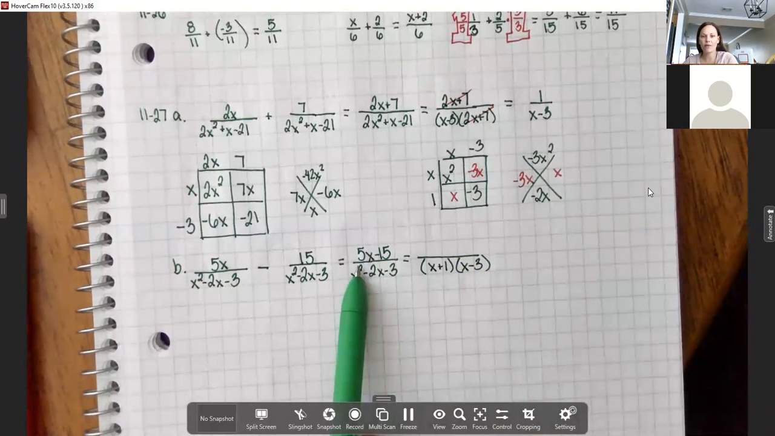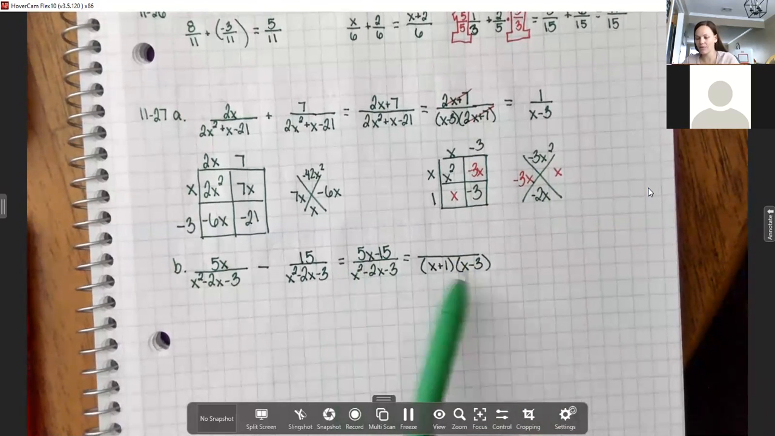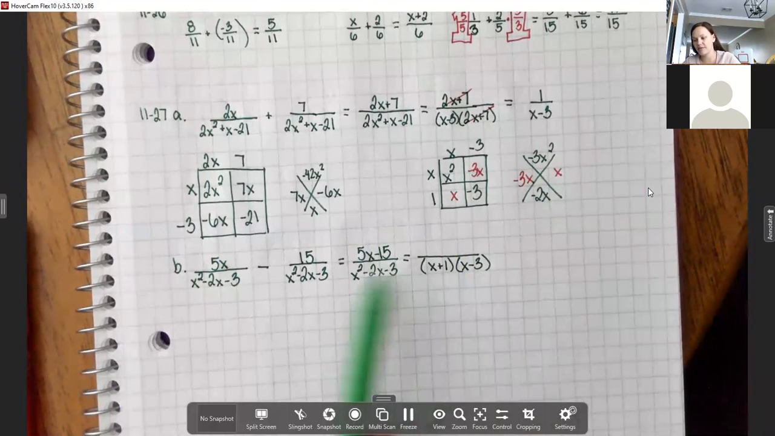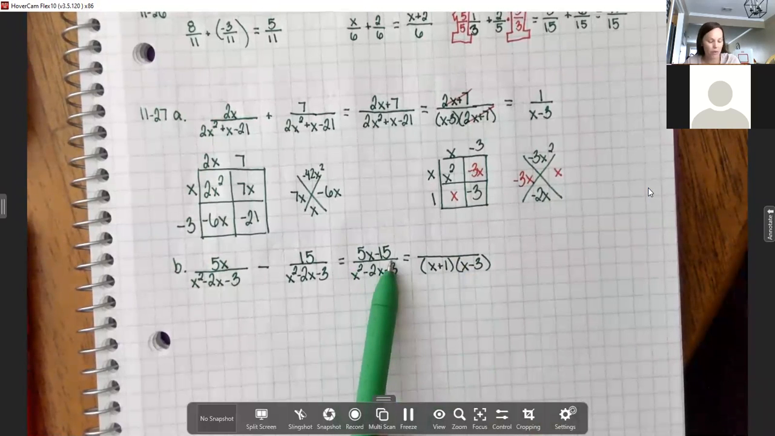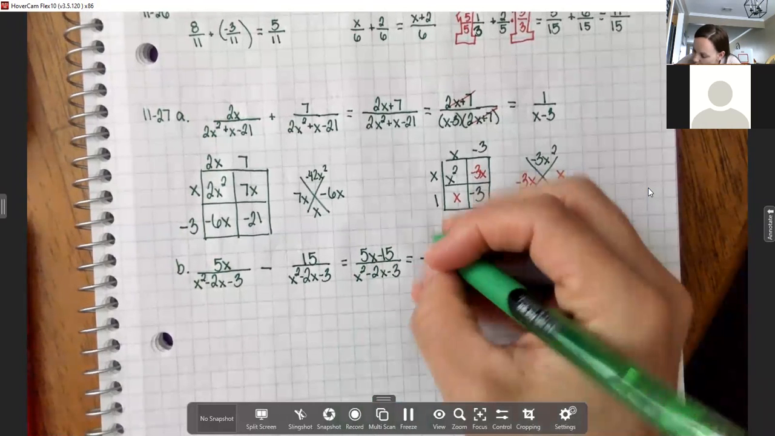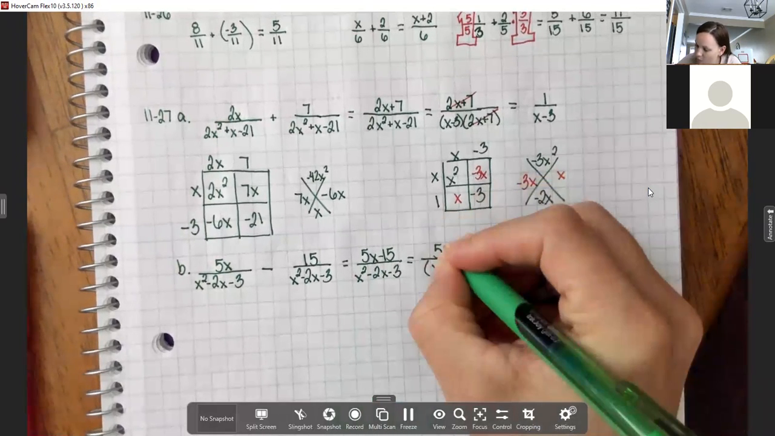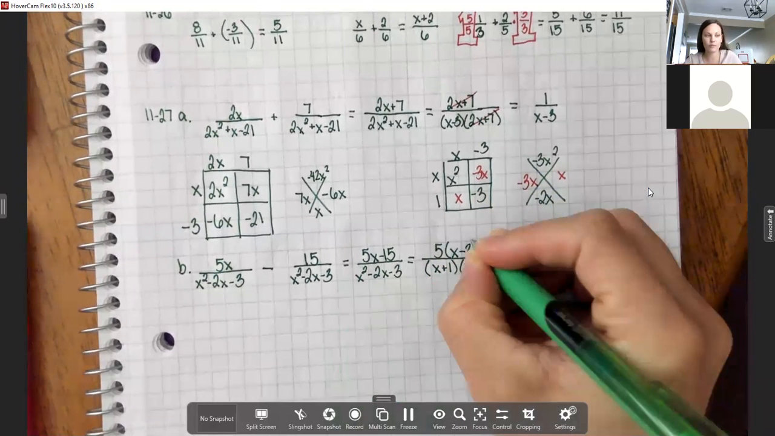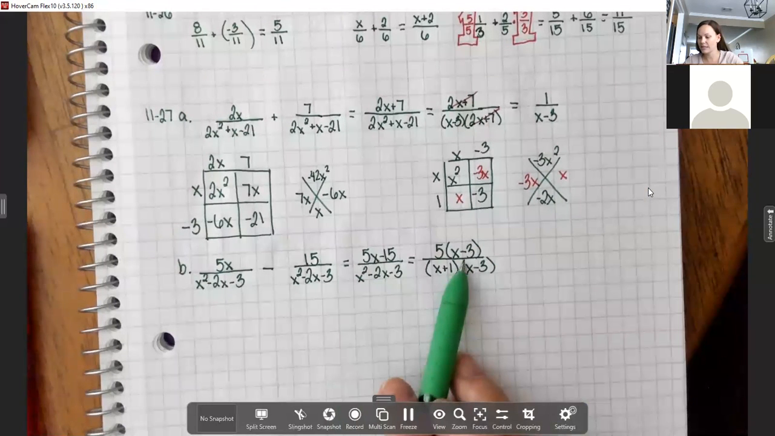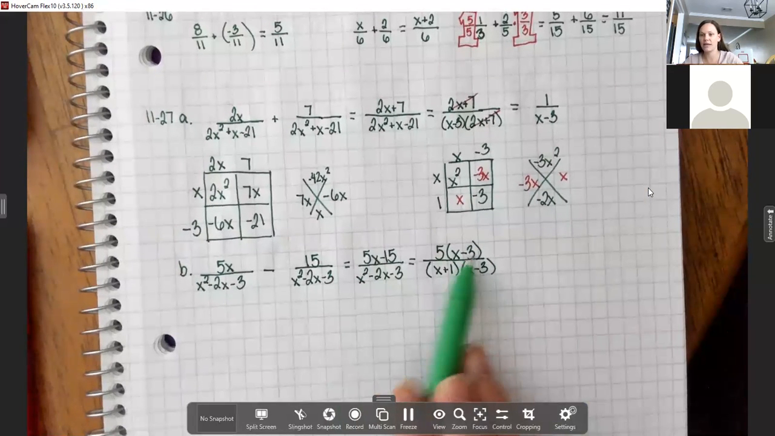Looking here, though, we have 5x minus 15. That doesn't simplify. Neither of these are 5x minus 15. But this 5x minus 15 can also be factored because there's a greatest common factor there. It's like doing the distributive property backwards. We know 5 goes into 5x and 15. So if I factor out a 5, inside my parentheses would be x minus 3. 5 times x is 5x. 5 times negative 3 is negative 15.